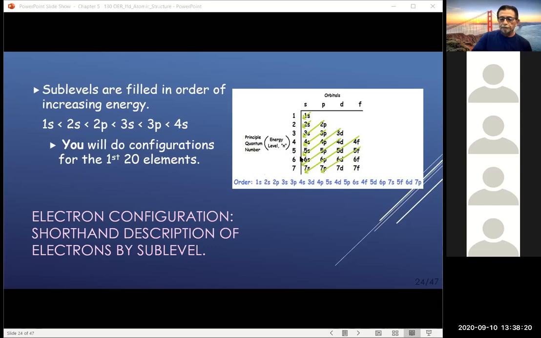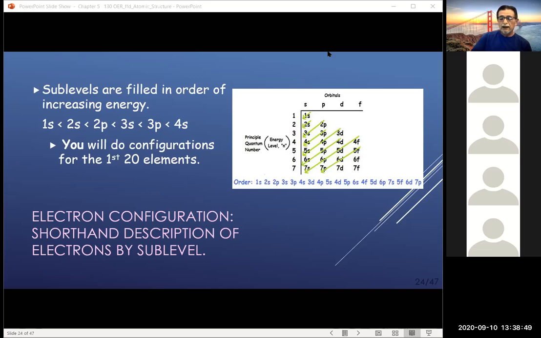And now you can use this, which is fine, you can memorize that, or you can use the periodic table in the manner that I just described. Because using the periodic table, you very quickly can write the electron configuration for any element on the periodic table. But be prepared to do at least the first 20. Okay, so let's go to the periodic table. So we can use that diagram.